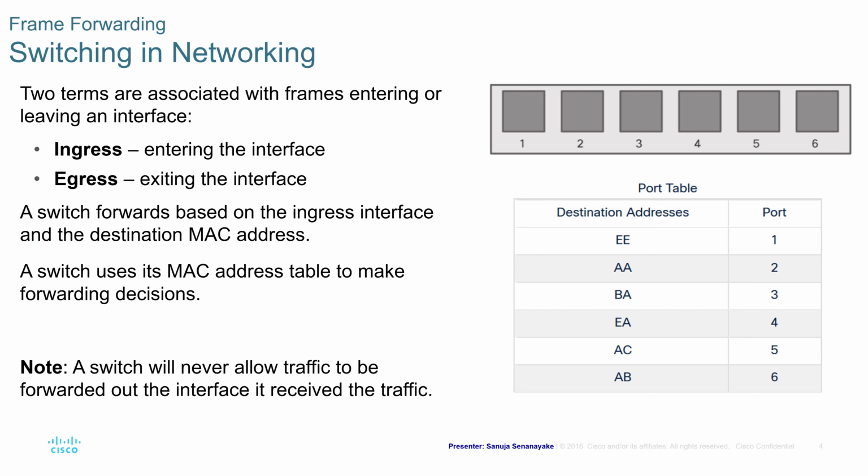Switching in networking. Two terms are associated with frames entering or leaving an interface. They are ingress and egress. Ingress is the entering interface, so where the data or the frame or packet is entered. And egress is the exiting interface, which is where the frame or the data exits the port or the interface. The easy way to remember this is ingress is like input. It starts with IN, ingress, input. Therefore, the entering interface is the ingress interface.